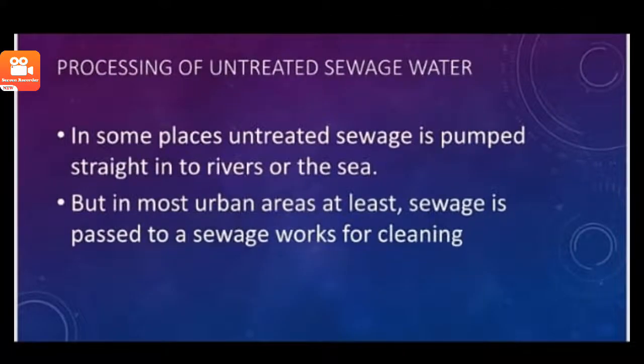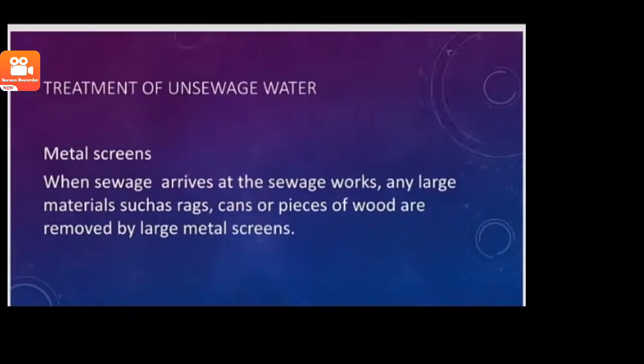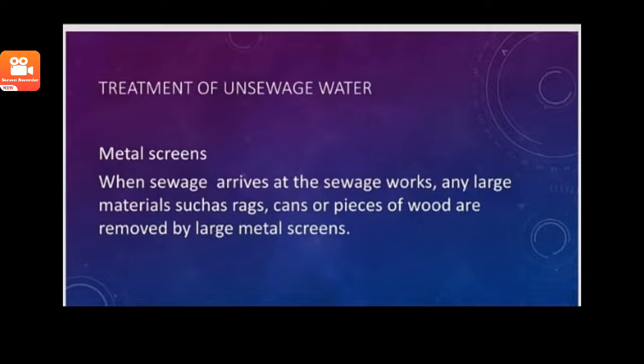In some places, untreated sewage is pumped straight into the rivers or the sea. But in most urban areas, at least, sewage is passed to a sewage works for cleaning. As you can see on the screen, there is a clear diagram of the sewage water treatment plant, as there are different units present in the sewage water treatment plant to clean the sewage water. So the sewage water treatment plant may consist of different units.